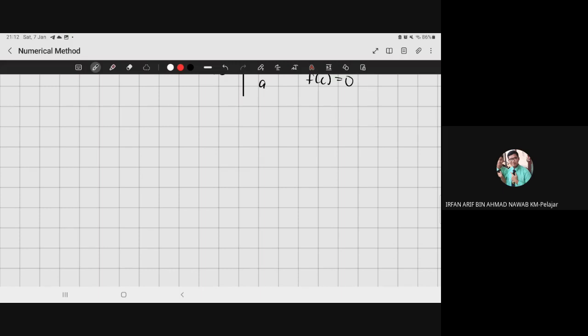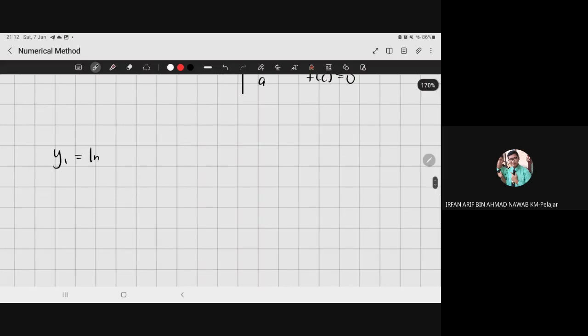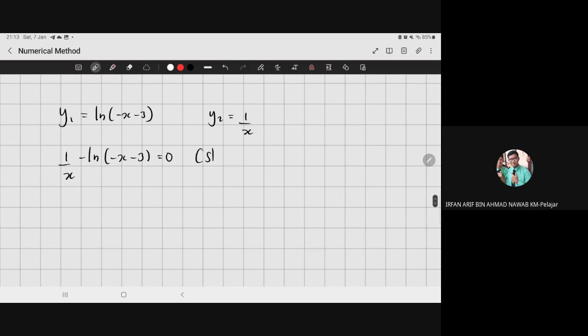So this particular question asks, by sketching the graph of y sub 1, we have y sub 1 is equal to ln of negative x minus 3, and then we have y sub 2 equal to 1 over x. Show that there is only one real root for 1 over x minus ln of negative x minus 3 equals 0. But the question wants us to show it by graphs. We have to sketch the graph.